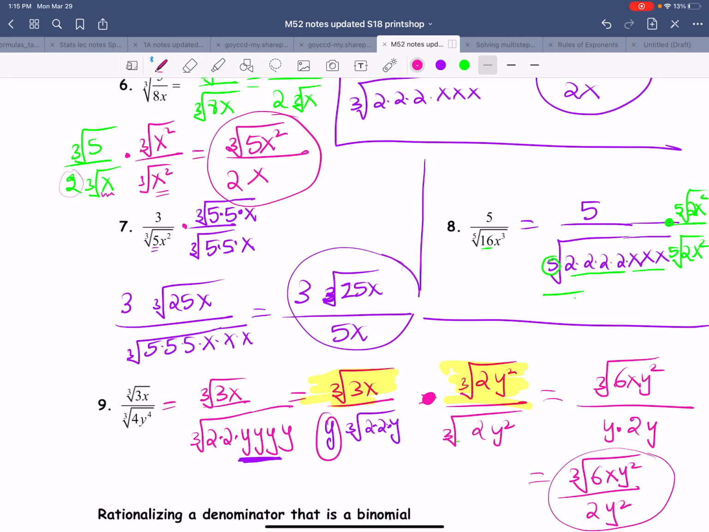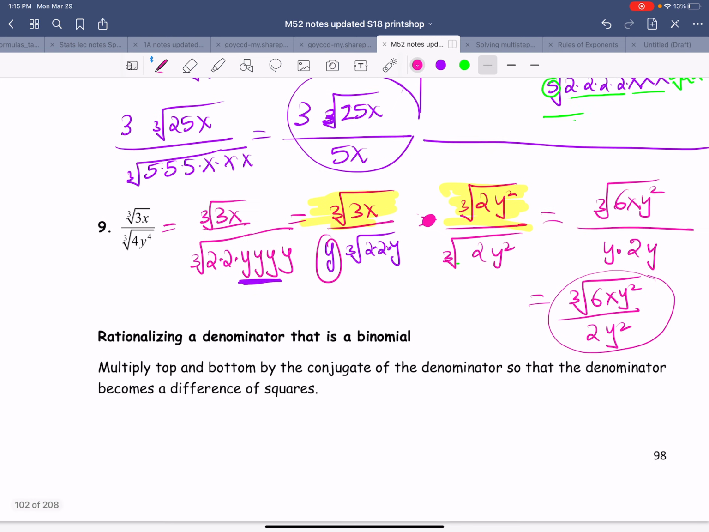And that's our end product, final step. In all these examples, we rationalized the denominator when we had a monomial in the denominator. Our denominator was a single term.